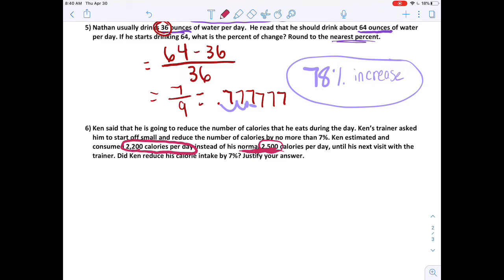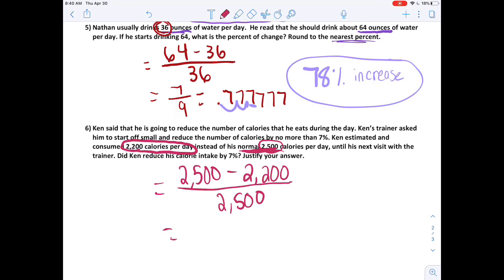Well, let's see what our percentage is. So again, we're going to do our difference, which would be 2,500 minus 2,200 over our original. His original amount of calories was the 2,500. Let's see what percent we get here. Calculator, alpha y equals 2,500 minus 2,200 divided by 2,500. Click enter. You have to change that to a decimal.